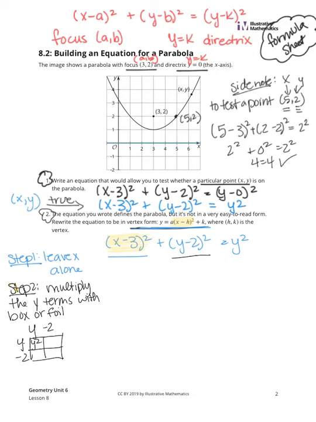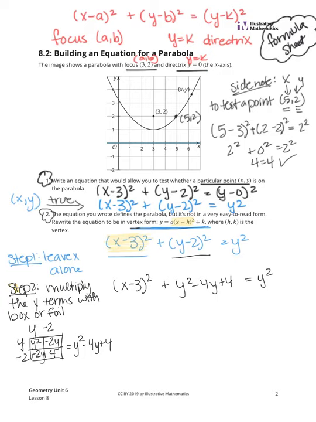My negative 2 times y is negative 2y. My y times negative 2 again is negative 2y. And negative 2 times negative 2 is 4. So this would be y squared minus 4y plus 4. So my next line would look like x minus 3 squared. I'm going to leave that term alone. And now I've multiplied this out, and I've got y squared minus 4y plus 4 equals y squared.